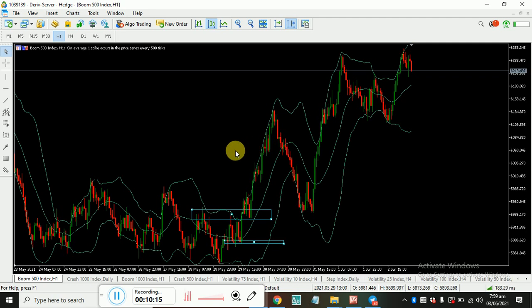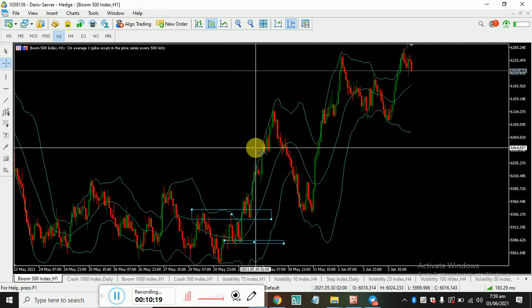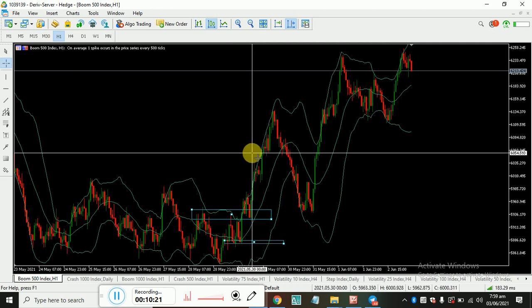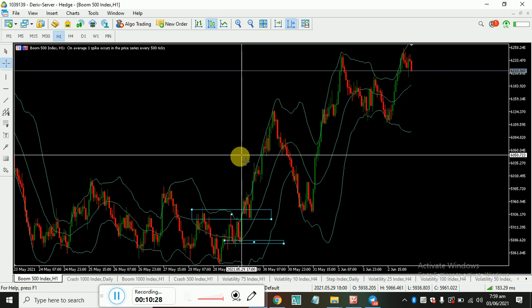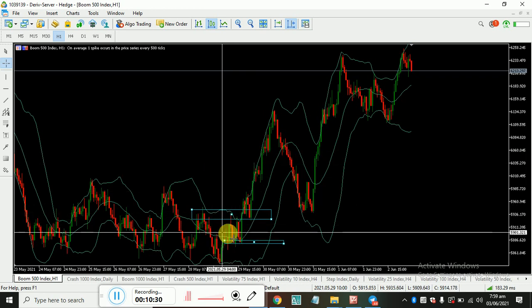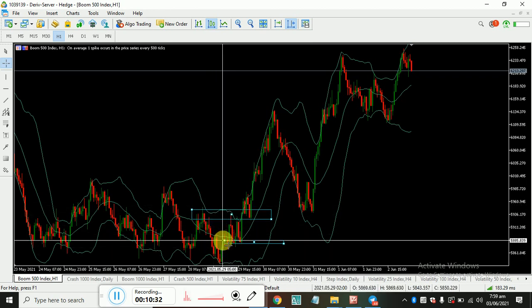So that's it. As a price action trader, using Bollinger Bands, there is something we call the Bollinger squeeze. The Bollinger squeeze is pretty self-explanatory, because when the bands squeeze together, like somewhere here, you know the bands squeeze together.